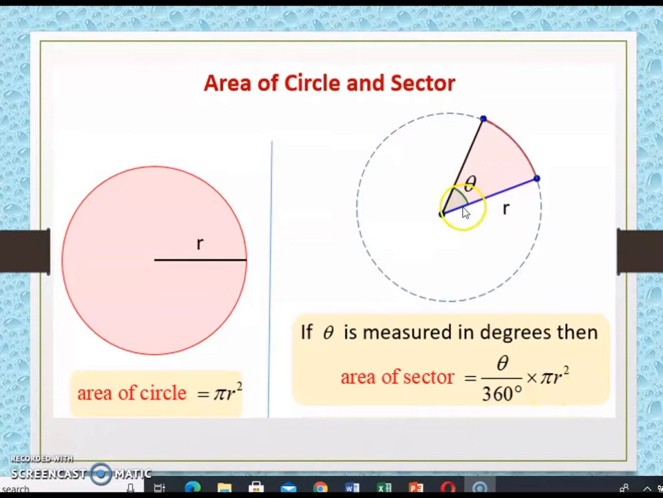If it is a quadrant, quadrant means a circle when you divide into 4 equal parts, then it will form a quadrant. So each angle in a quadrant will be 90 degree. So if it is 90 degree, area of that sector, that is the quadrant, will be 90 by 360 into pi r square, or 90 by 360, when you cancel out, you will get 1 by 4. So 1 by 4 pi r square. And theta can be any other angle also. So depending on that, you will substitute the value of theta and you will find the area of the sector.